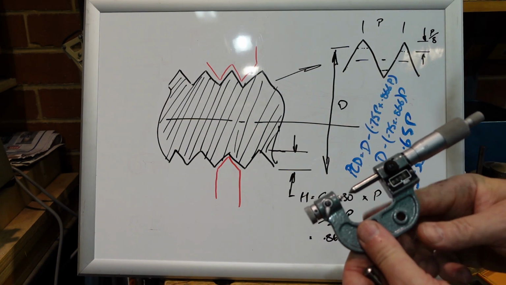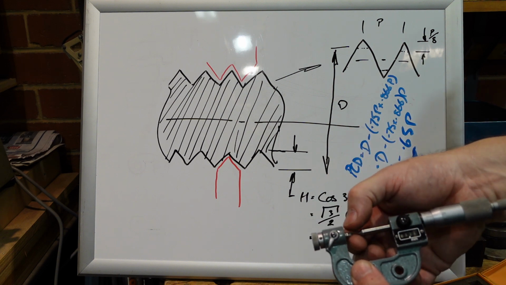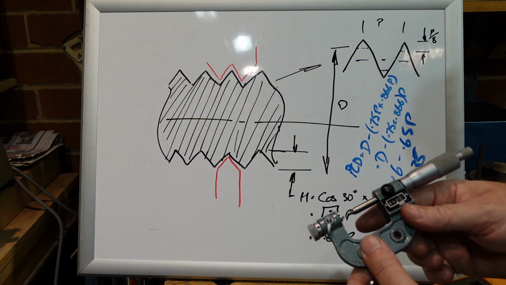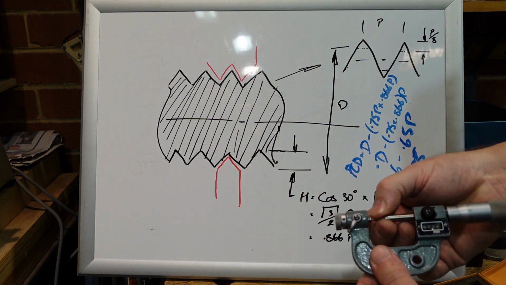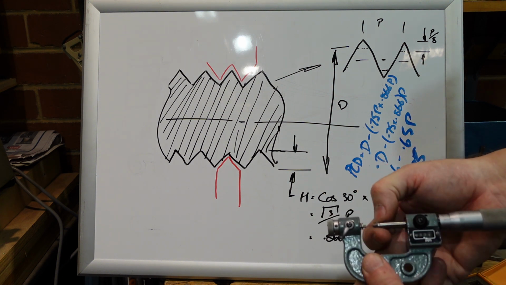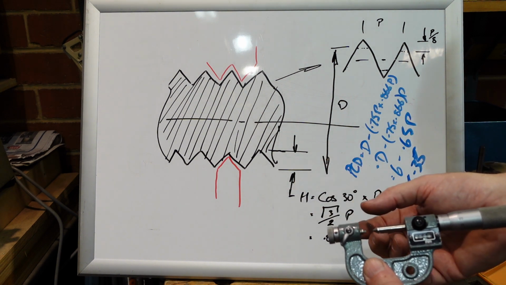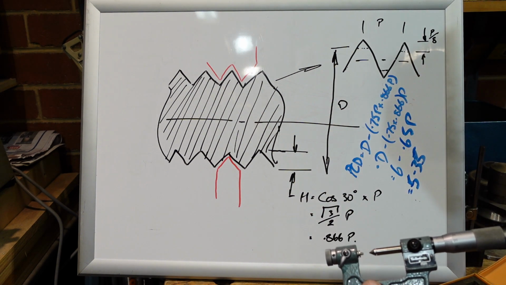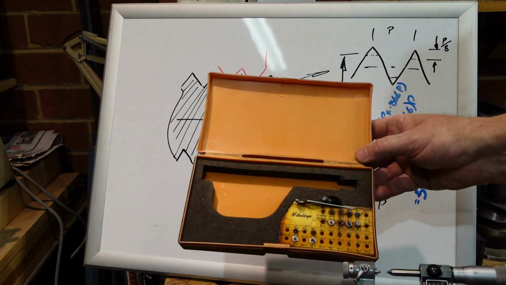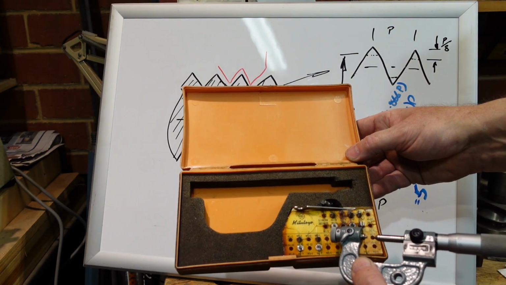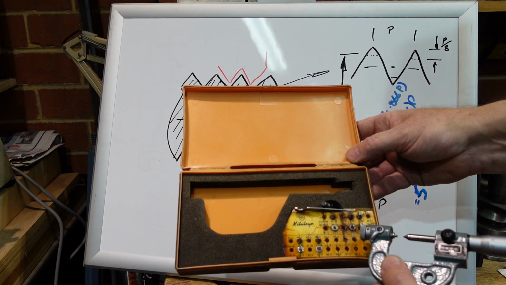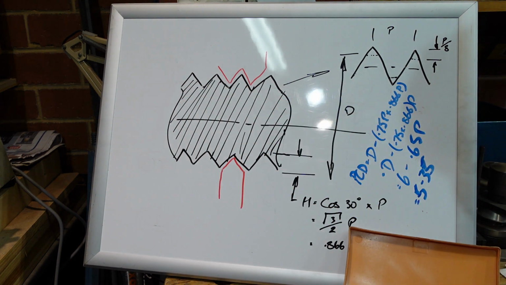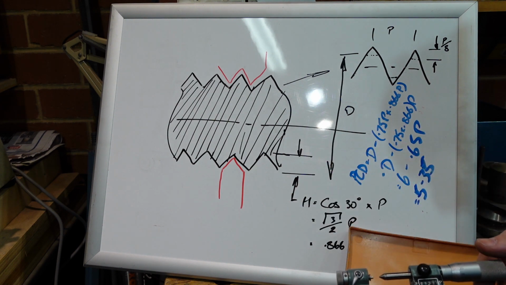So that's a thread micrometer with interchangeable anvils. You can get them with fixed anvils. The nice thing about the interchangeable anvil type, of course, is that you can put different anvils in, so you can use the same micrometer to measure a whole range of threads. This one, the range goes from 0.4 up to 7 millimeters pitch. So that's quite a range out of one instrument.